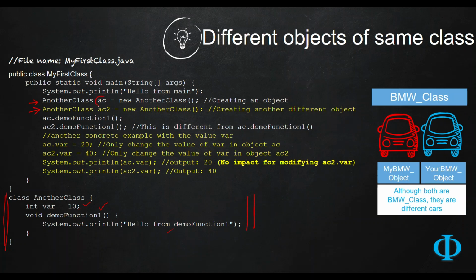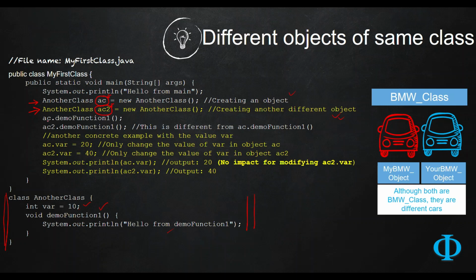The first object name is AC, and the second object name is AC2. Although they have been created in the same way, they are basically different objects. Now, one thing you need to remember: when there are two different objects, each object is different from the other. They occupy entirely different space in memory. All their functionalities and all their variables are different.